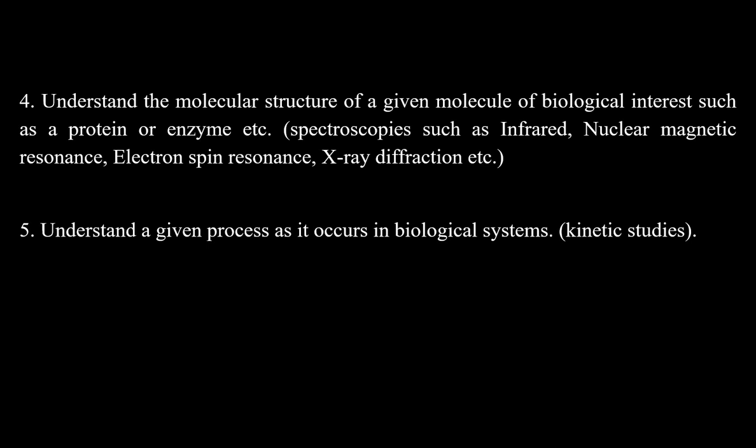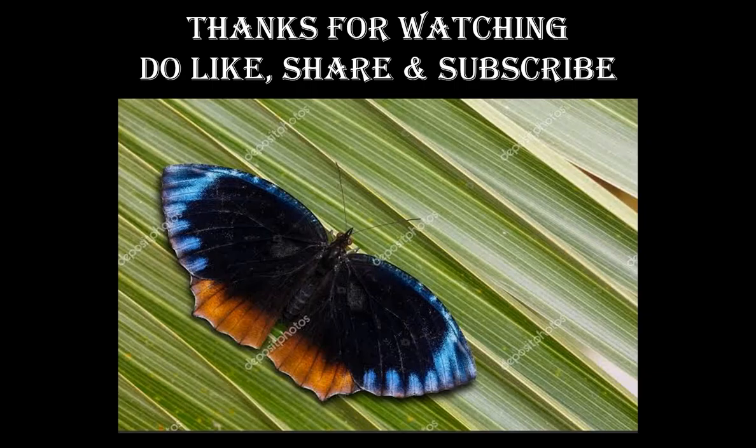Fourth, the biological sample is studied so as to understand the molecular structure of a given molecule of biological interest. That molecule may be a protein, such as enzymes which are protein in nature, or a hormone or DNA, with the help of spectroscopy such as infrared, nuclear magnetic resonance, electron spin resonance, X-ray diffraction, etc. Fifth, to understand a given process as it occurs in a biological system with the help of kinetic studies.